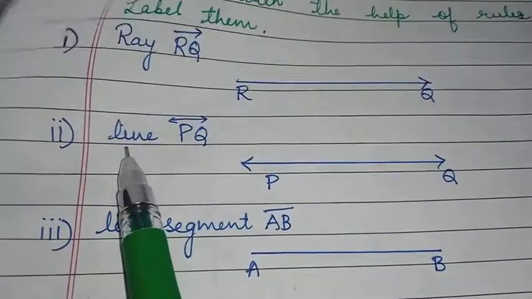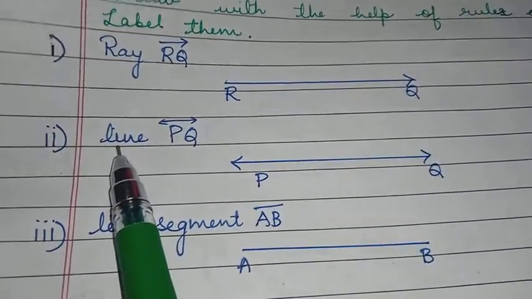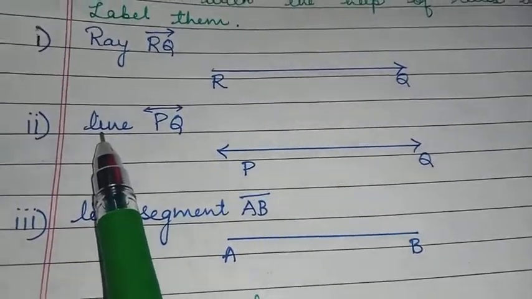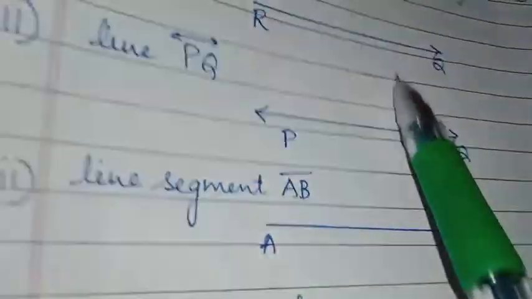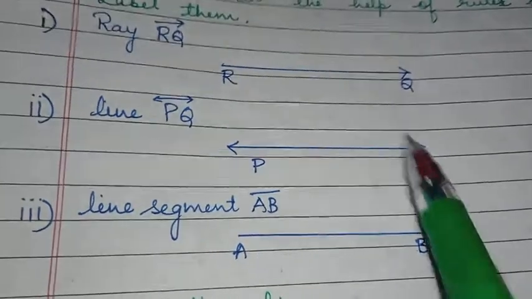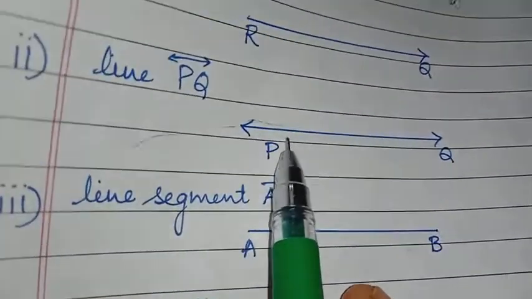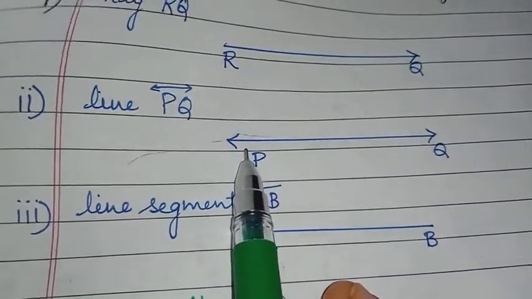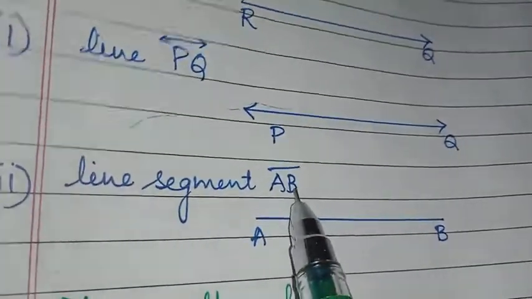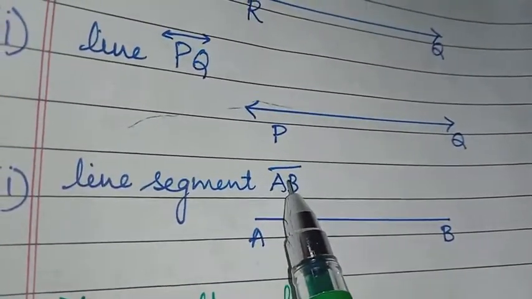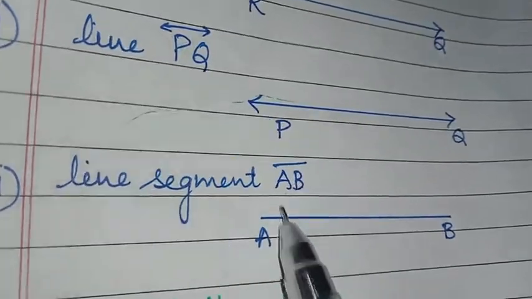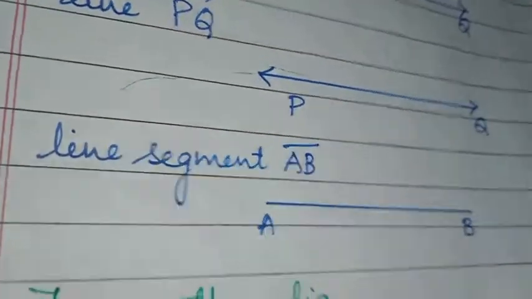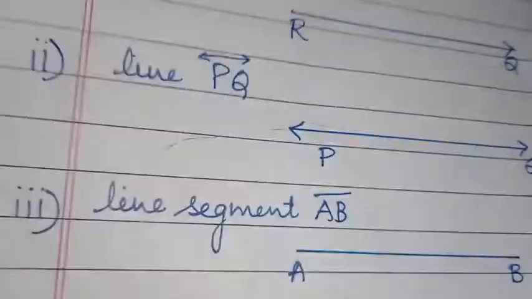So initial point should be R and arrow should be at Q. So RQ. Line PQ. What is line? Line is a geometrical figure which has two arrows at both the ends, right? So you can see line PQ, and its length is unlimited. Line segment AB. So line segment AB has a fixed length. Alright, so you have to draw it this way with the help of pencil.